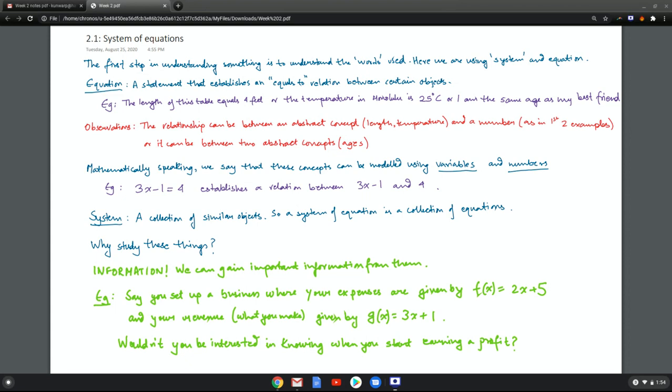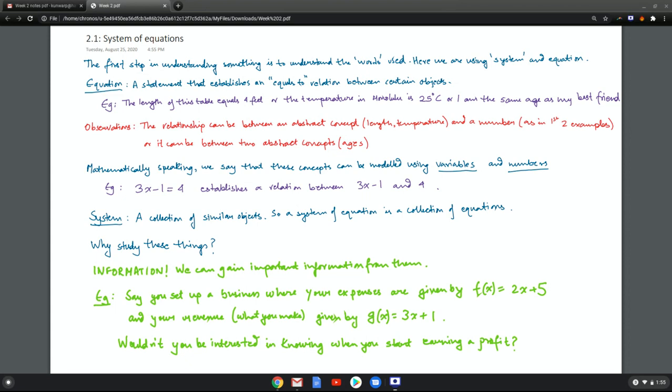And thus, mathematically speaking, we can say that these concepts can be modeled using variables and numbers. If you have a concrete value, we can represent that with a number. But if you have a concept which can take different values for different scenarios, we call it a variable. For example, 3x minus 1 equals 4 establishes a relation between whatever 3x minus 1 is and the number 4.